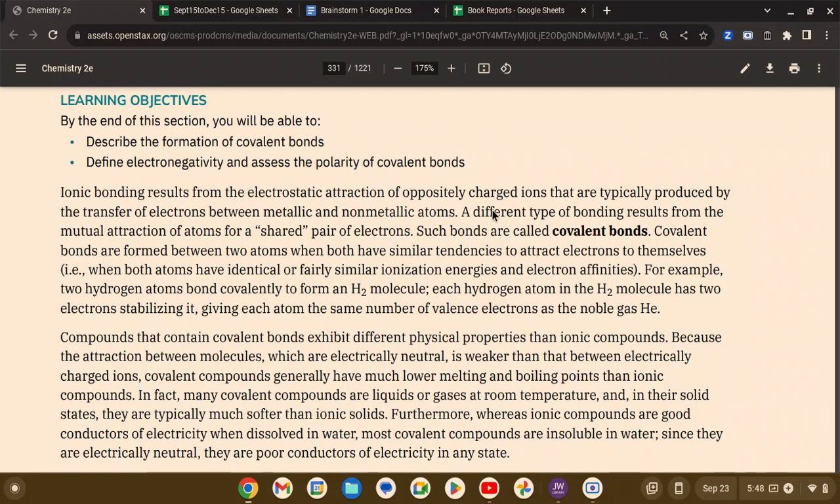A different type of bonding results from the mutual attraction of atoms for a shared pair of electrons. Such bonds are called covalent bonds. Covalent bonds are formed between two atoms when both have similar tendencies to attract electrons to themselves. For example, two hydrogen atoms bond covalently to form an H2 molecule. Each hydrogen atom in the H2 molecule has 2 electrons stabilizing it, giving each atom the same number of valence electrons as the noble gas helium.